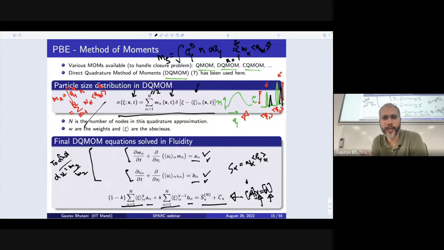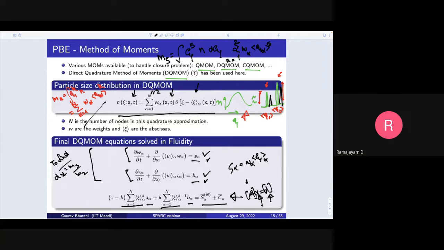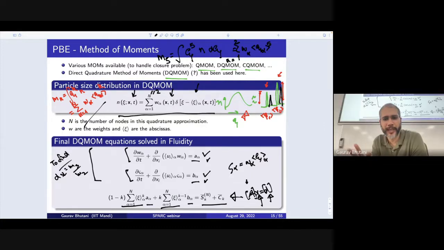Now we're talking about the quadrature method of moments. This direct quadrature method of moments is slightly different because we don't solve for M0, M1, M2, and M3. We solve directly for the weights and abscissas, because ultimately you need these weights and abscissas to calculate any moment, not just the first four or higher. Any moment can be calculated using W1, W2, Xi1, and Xi2. So we transport these weights and abscissas directly.